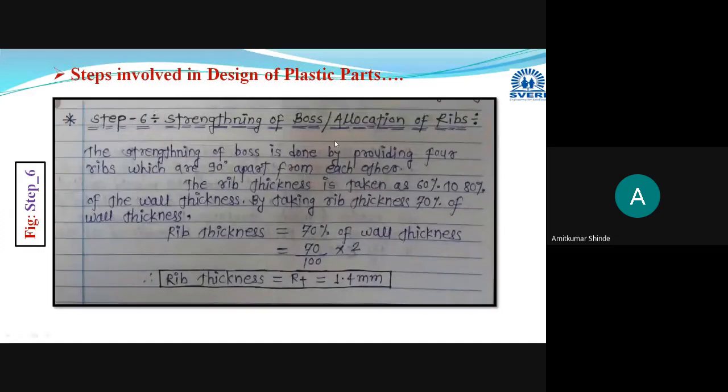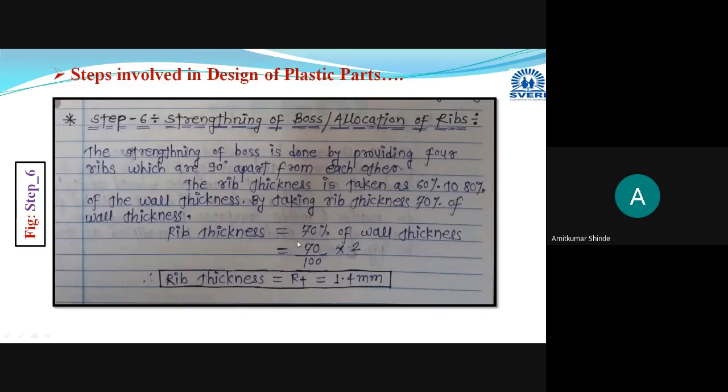Now the strengthening of that boss is done by providing the ribs. Four ribs will be provided 90 degrees apart from each other. Now here you have to decide the thickness of the rib. Generally rib thickness we determine with the help of wall thickness only. Generally it is taken 60 to 80% of the wall thickness.